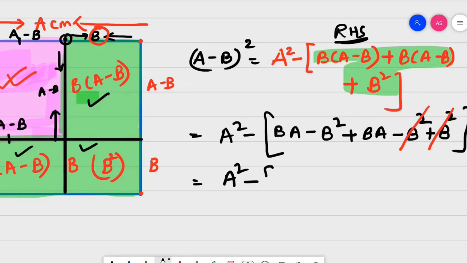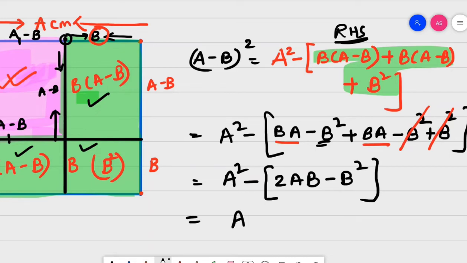A square minus, inside the bracket you can see that this is BA and this is BA. So that is 2BA, and that 2BA can be written as 2AB. And now this is minus B square. So now open the bracket: A square minus 2AB and minus minus plus B square. So this is how you can prove A minus B whole square is equal to A square minus 2AB plus B square with an activity, or you can prove it geometrically.